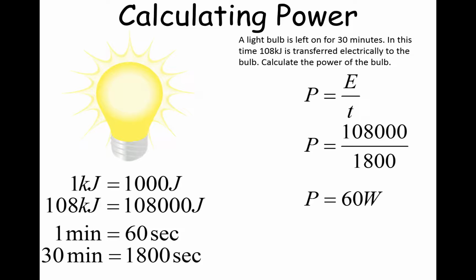Now you'll notice I put 60 watts rather than 60.0. That is because I want to give my answer to two significant figures. Even though in the question we have one number with three significant figures, the other number is only 2, and so therefore we can only be confident in our answer to two significant figures.